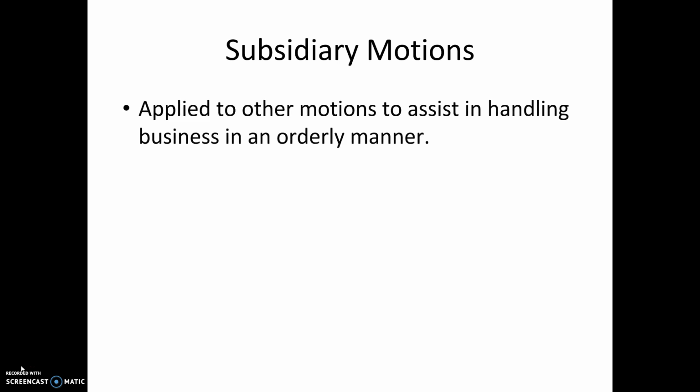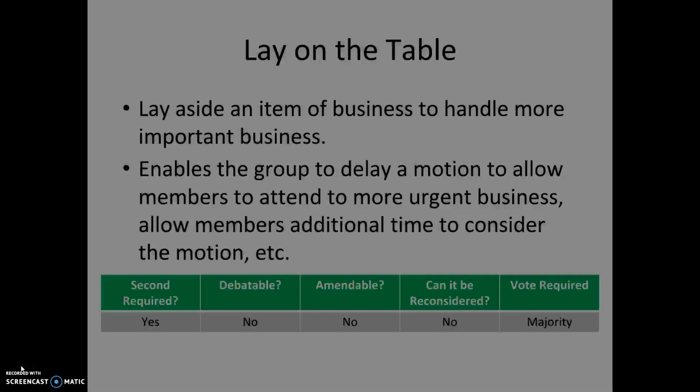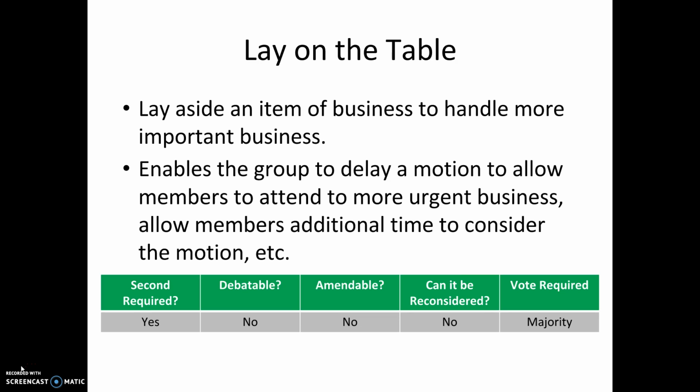Alright, the next group of motions are subsidiary motions, and these are applied to other motions to assist in handling business in an orderly manner. Okay, so these are going to act on other motions that are before the group at the time. So the first one is to lay on the table. Okay, and this would put aside an item of business to handle more important business. So if you lay a motion on the table, you're basically saying, we're going to pick this up in our next meeting.